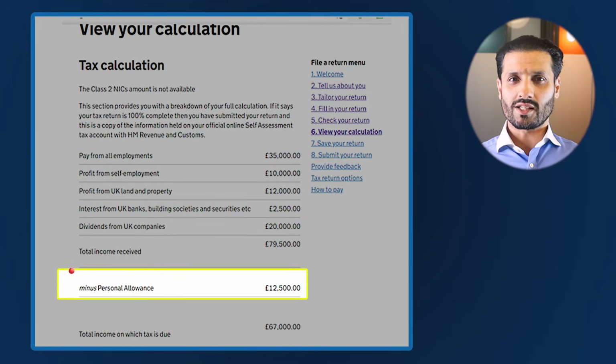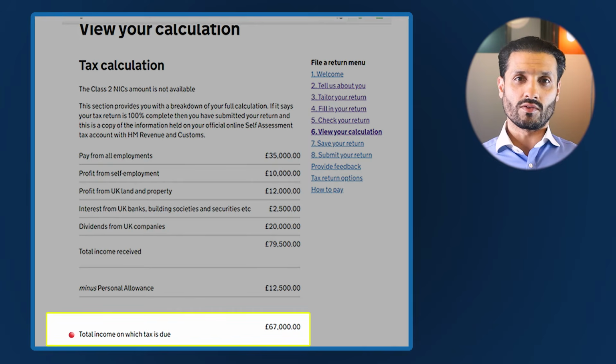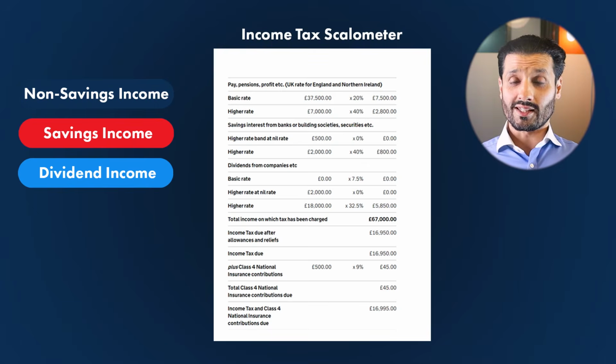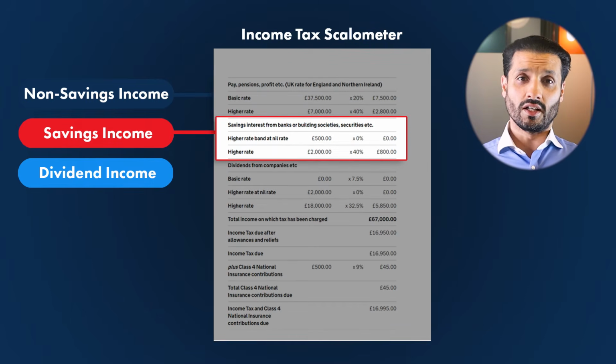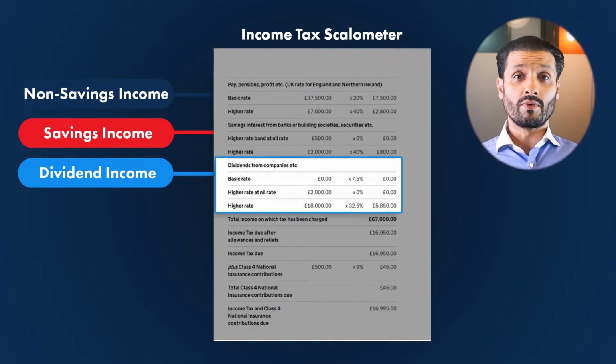Harry gets a personal tax allowance of £12,500 for the year, deducted from the total gross income, leaving a taxable income of £67,000, as can be seen on the income tax scaleometer. Now, onto the tax calculation itself. You can clearly see that the calculation is computed in three different sections, that is non-savings income, savings income, and finally dividend income. Why? Because each type of income has different income tax rates applicable.